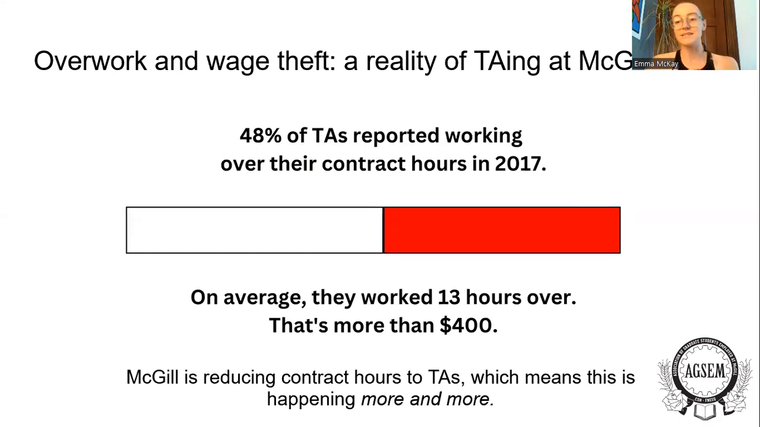Except the employer sometimes doesn't do the best they can. Overwork and wage theft is a really unfortunate reality of being a teaching assistant at McGill. The last numbers that we have that are really reliable, from a really well responded to survey, are from 2017, so 6 years ago. Almost half of TAs reported working over their contract hours. And on average, they worked 13 hours over. In today's wages, that is over $400.